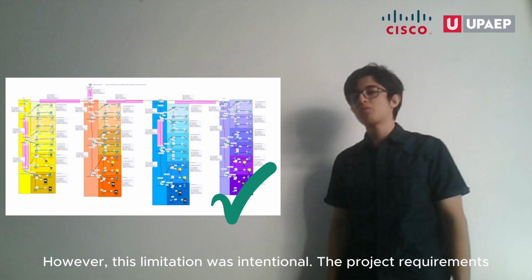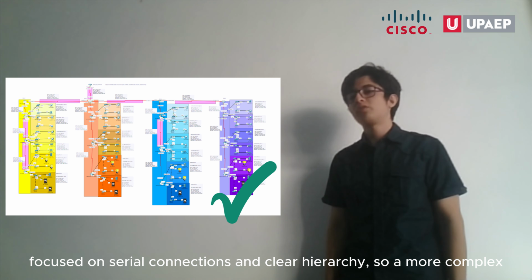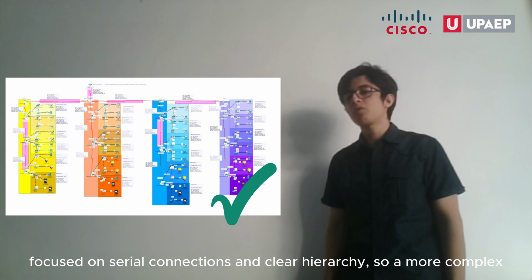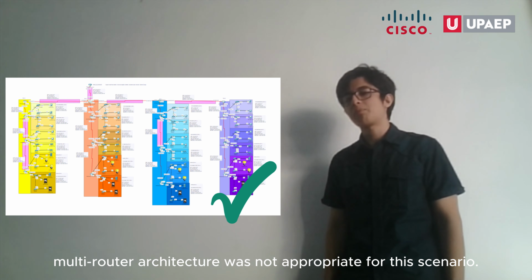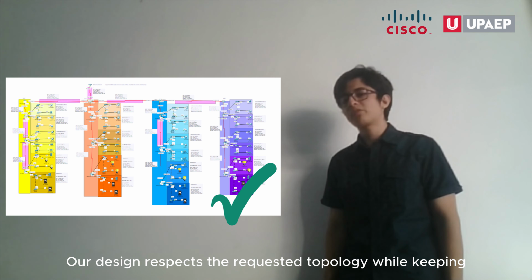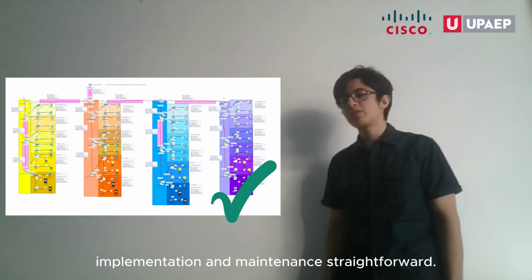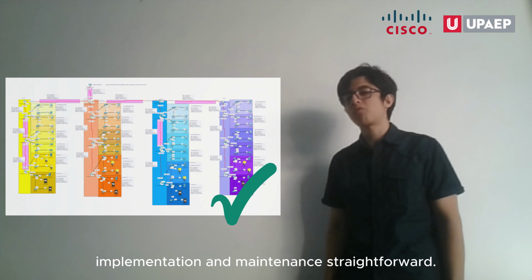However, this limitation was intentional. The project requirements focused on serial connections and clear hierarchy, so a more complex multi-router architecture was not appropriate for this scenario. Our design respects the requested topology while keeping implementation and maintenance straightforward.